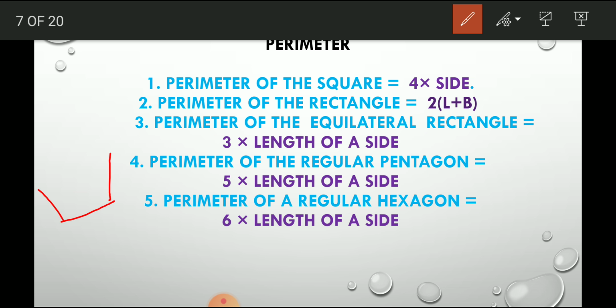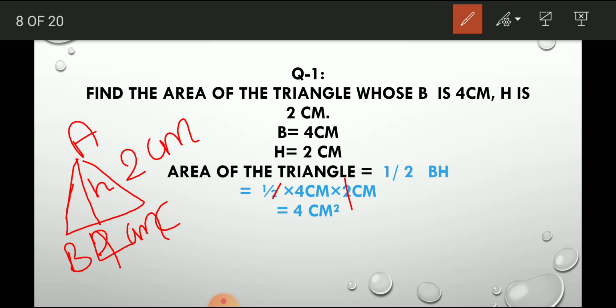So we can use the formula. The area of the triangle formula is half B H. So 1 by 2 into B. The value of B is 4, then the value of H is 2. So 1 by 2, the 2 and 2 will be cancelled. Then 4 centimeter square. Why do we mention the square? We use the square only for area. When we find the area, at that time we use the square term.